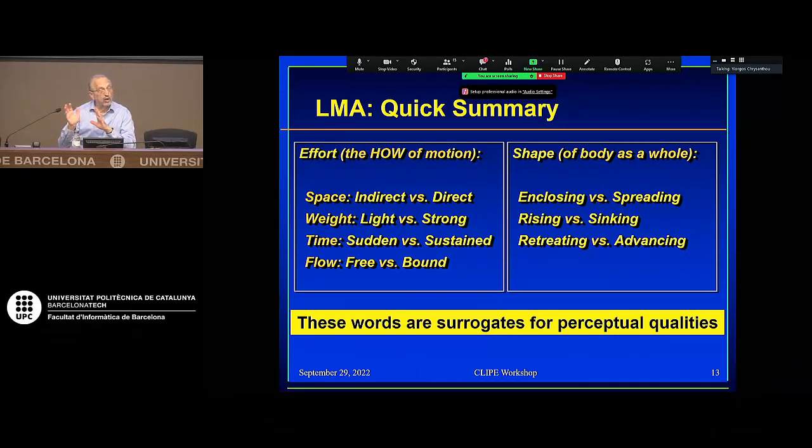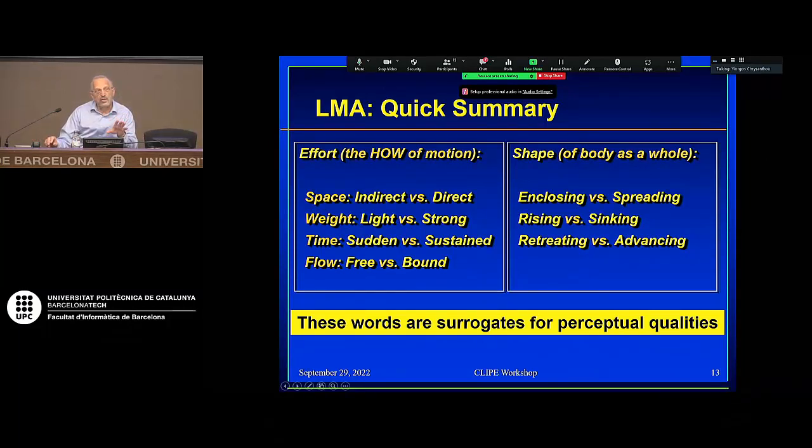But the shape was a global measure, so we're not usually thinking about shape in graphics, especially in rigged motion, but shape is about the whole body. Am I getting bigger? Am I getting smaller? Am I sitting up or sinking down? Okay. So they use these words.